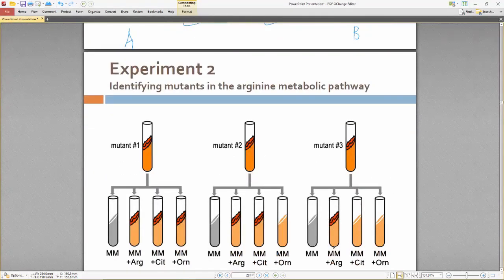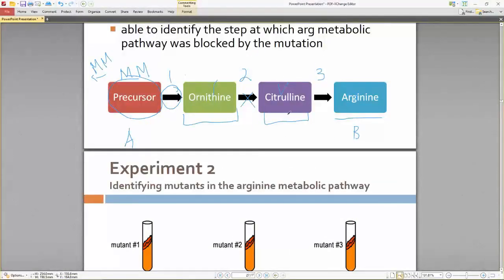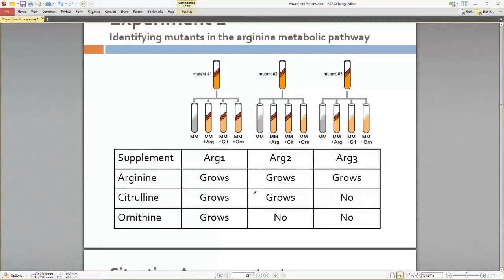Mutant number 3, it can only grow with arginine. So even if you give it citrulline, ornithine, or the precursor, it won't work. So this enzyme is not working. This is basically what sums up this experiment. Yeah, this little chart.